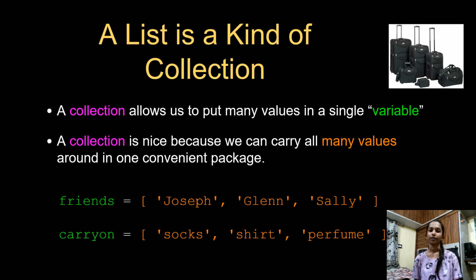List is a kind of collection. Then what is collection? Collection allows us to put many values in a single variable. Let's see an example for this. Here, Joseph, Glenn, Sally come under a single variable, friends.